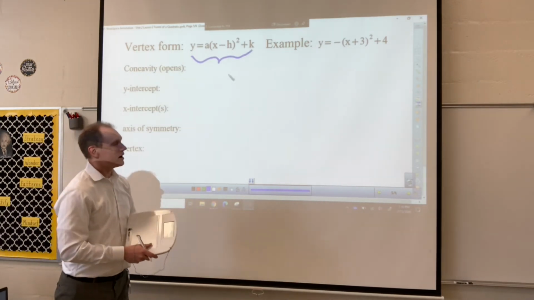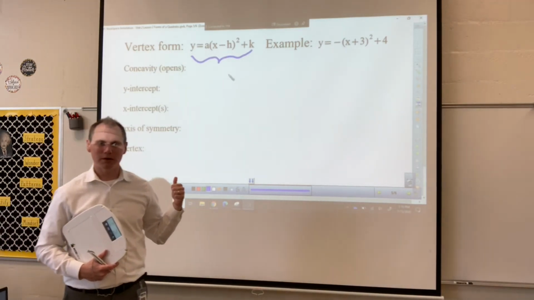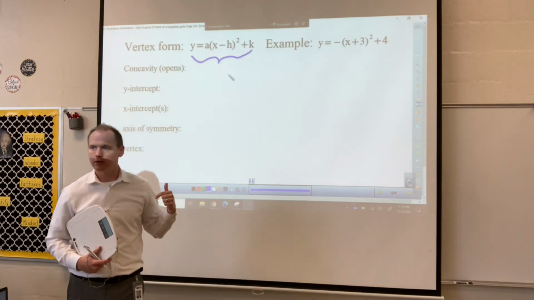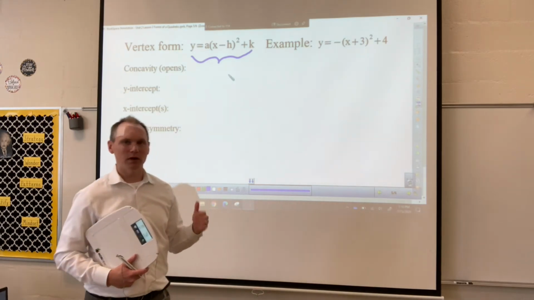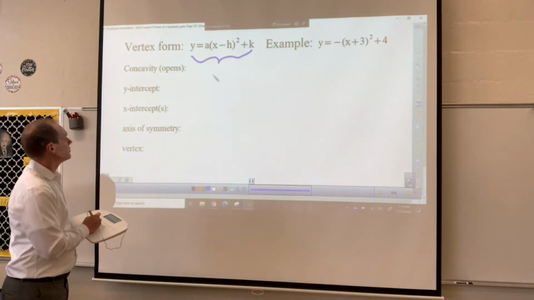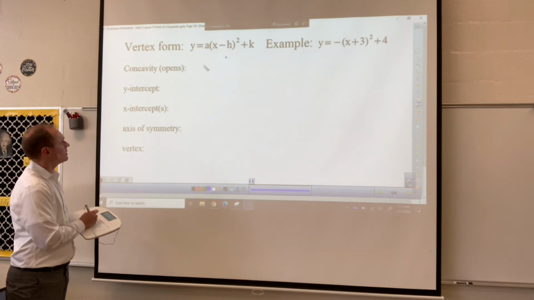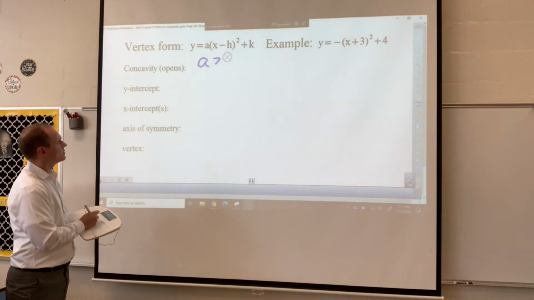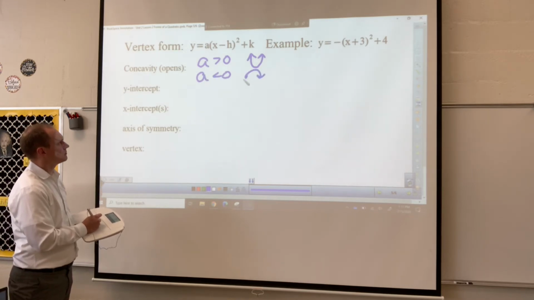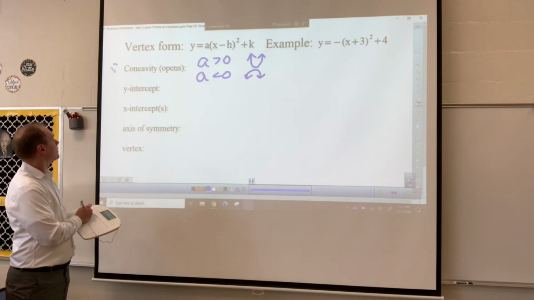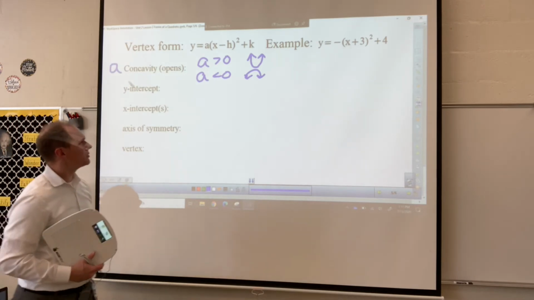standard form. Again, what letter do you still see up there? The A value. So we can still tell the concavity by looking at the same number throughout. So again, A is greater than 0, so it's positive, and it opens up. If A is negative, it opens down.